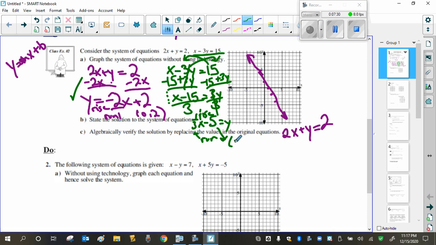That's the point 0, -5, so I'm going to go 5 down. From there, I'm going to go 1 up, 3 to the right. 1 up, 1, 2, 3 to the right. 1 up, 1, 2, 3 to the right. That's nice that it's on that exact same point.